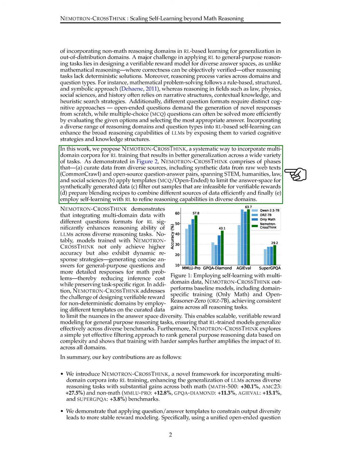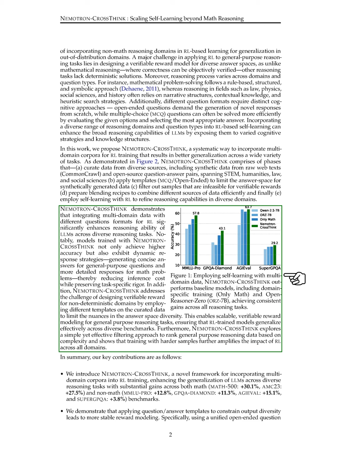To address these challenges, we introduce NEMOTRON-CROSSTHINK, a systematic method for integrating multi-domain data into RL training, which enhances generalization across various tasks. Our approach involves several phases: curating diverse data sources, applying templates to limit answer options, filtering out unfeasible samples, preparing data blending strategies, and using self-learning with RL to improve reasoning across domains.